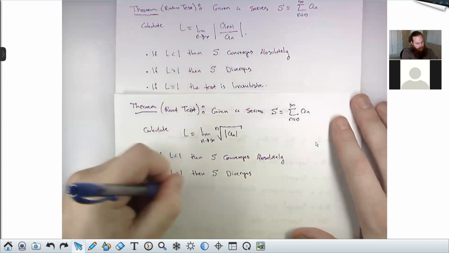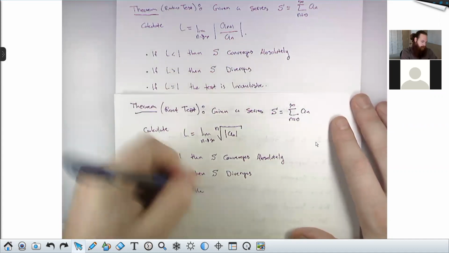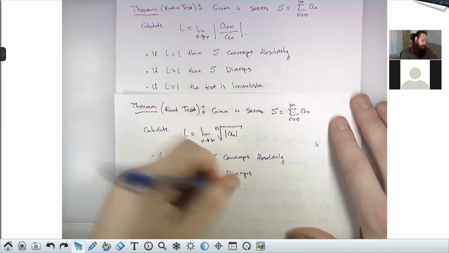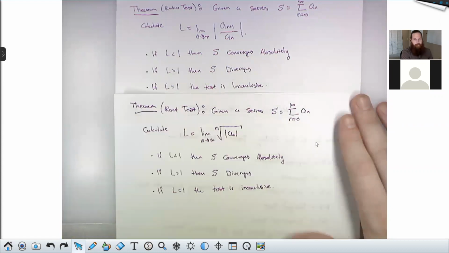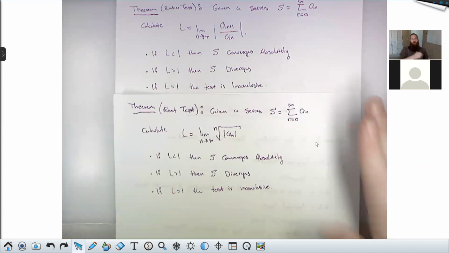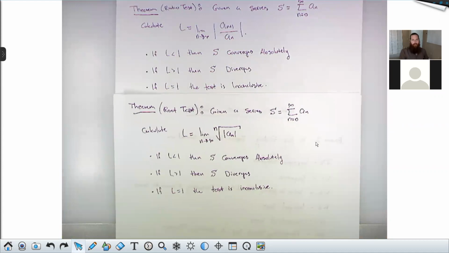If L equals 1, the test is inconclusive. So you see they're very similar. The ratio test is really nice in series that have a lot of factorials or factorial-like objects. The root test is very nice in series that are like almost geometric.